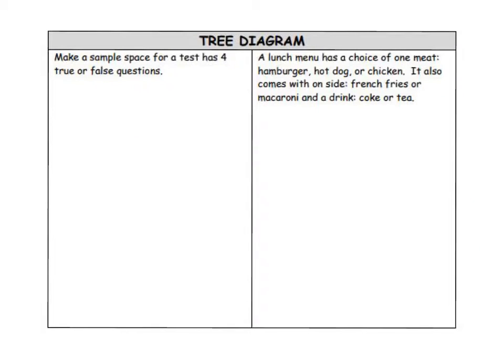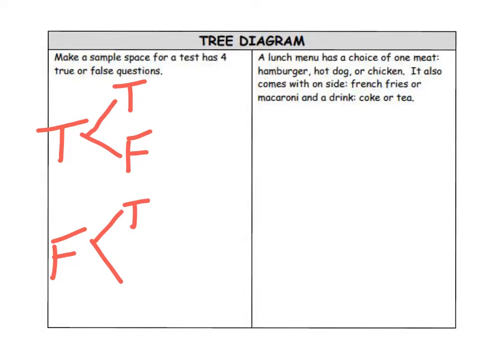Okay, so now what we are doing is a tree diagram, and it says make a sample space for a test that has 4 true and false questions. 4 true and false questions. So that means that the first question I could answer true or false, right? Okay, the second question I could answer true or false, but if my first question was false, then I could answer there true or false.